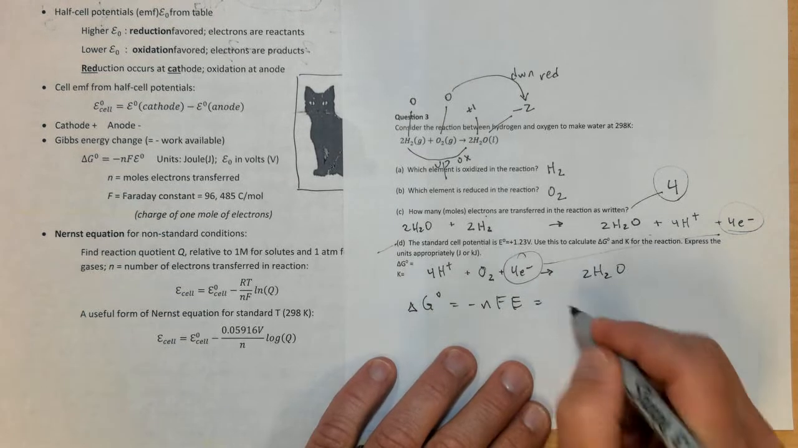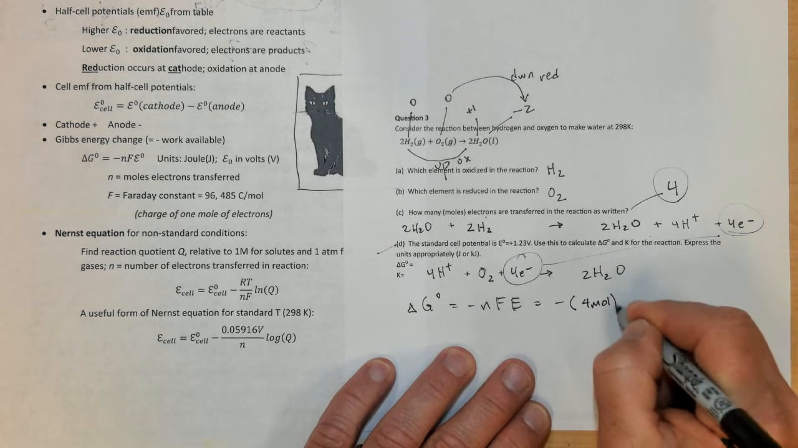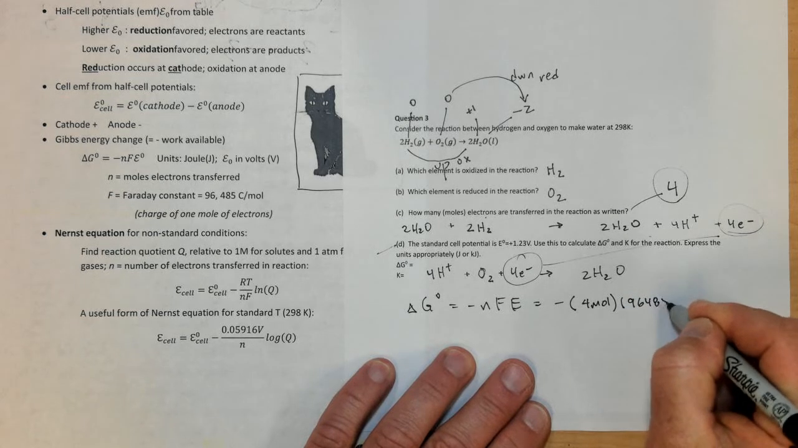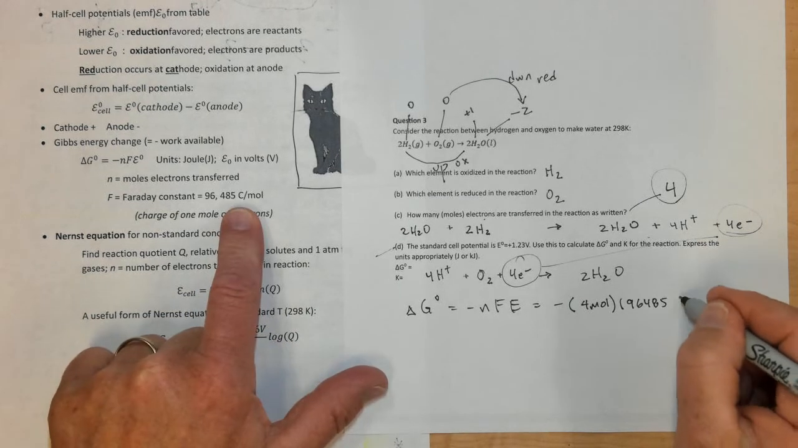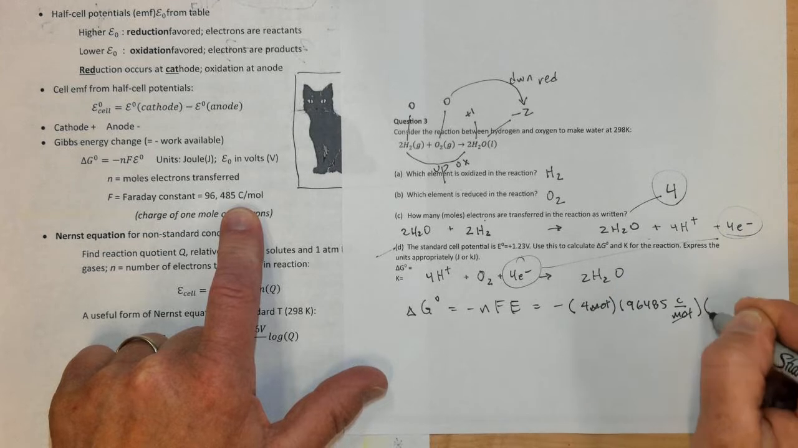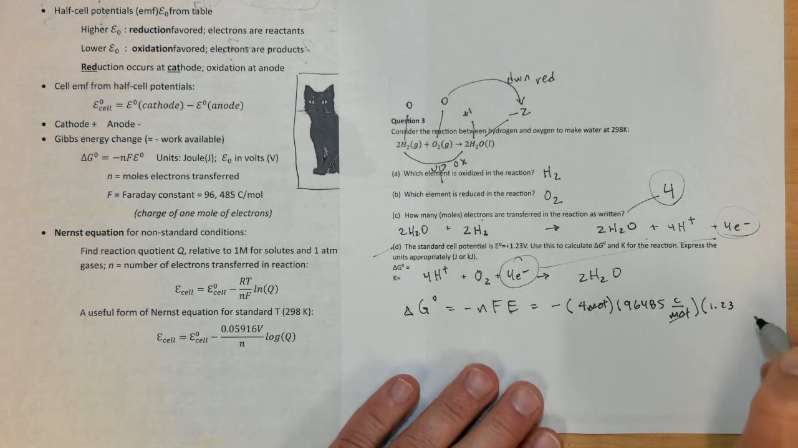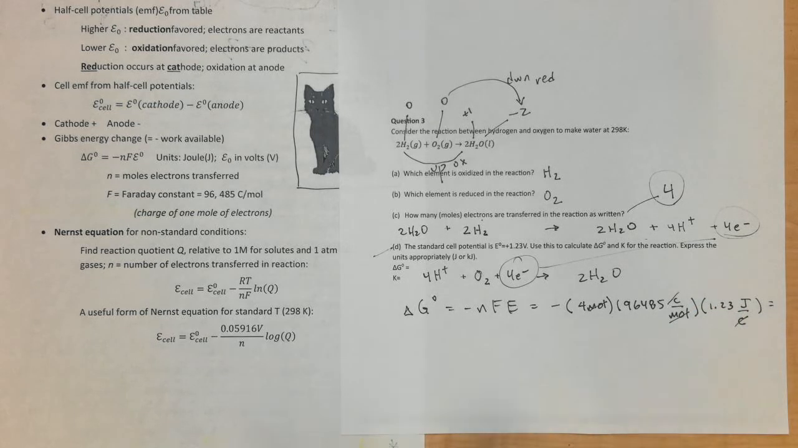So n is the number of moles of electrons that are transferred, which is 4 moles. F is the Faraday constant, which is 96,485 coulombs per mole. So my moles will end up canceling with my moles right there. And then my E is my voltage, which is 1.23 volts. And a volt is a joule per coulomb, so my coulombs will end up canceling with my coulombs, and I'll end up with my answer in joules.